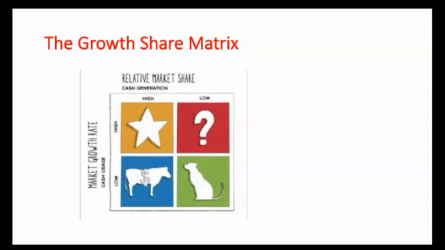The growth share matrix is a business tool which uses relative market share and industry growth rate factors to evaluate the potential of a business brand portfolio and suggest further investment strategies. In this diagram, we can see the relative market share on the x-axis and market growth rate on the y-axis. And the products are categorized into four: firstly, a star, then a question mark, then a cash cow, and lastly, a dog.